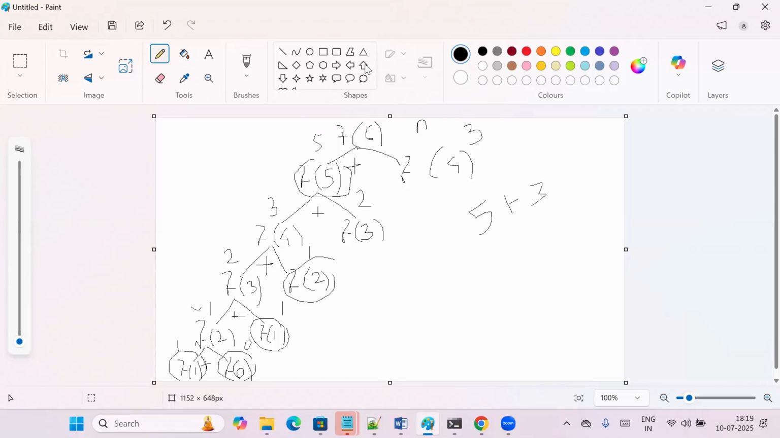Understanding, yes or no? Online people? Clear? It is very simple, guys. Let me know if you have any doubt, I will explain it again. No issue. Clear, guys? Any doubt?